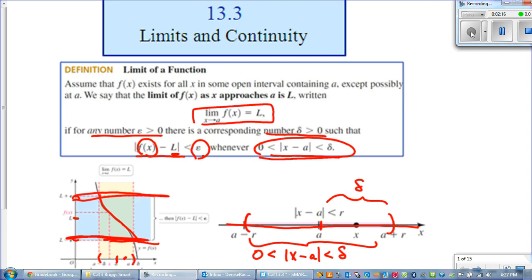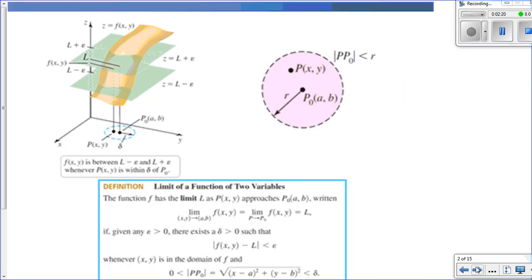how does this translate over to functions with more than one independent variable? We still have the idea of wanting to get close to some value. So here's the point that we're trying to get the limit at. P naught, which can be given as A comma B. So that's the coordinates of the point P naught.